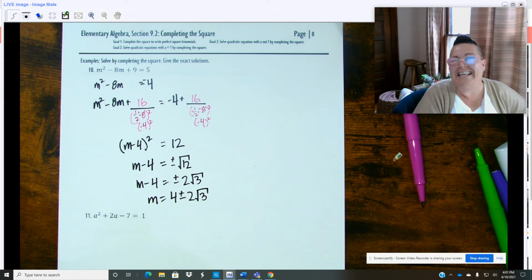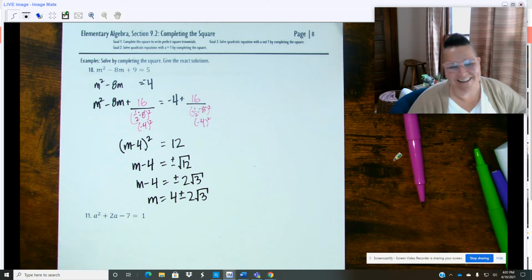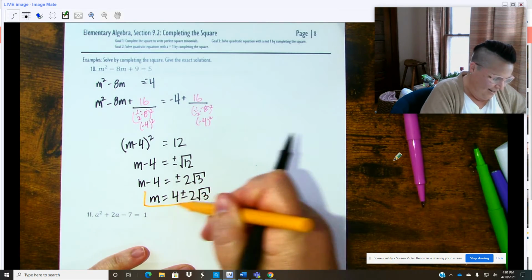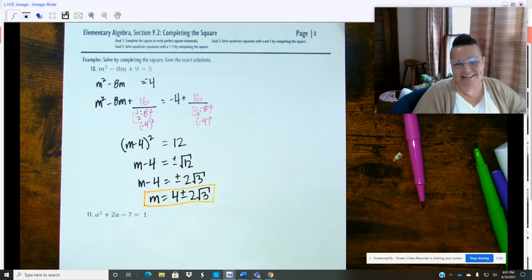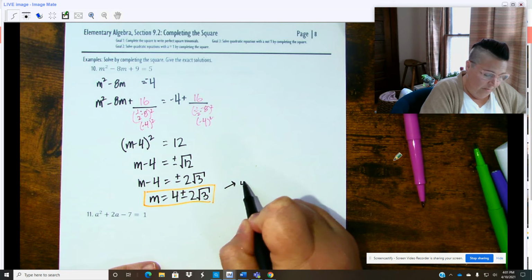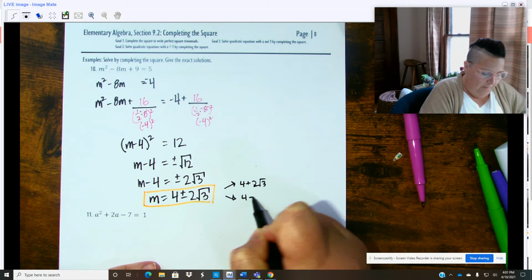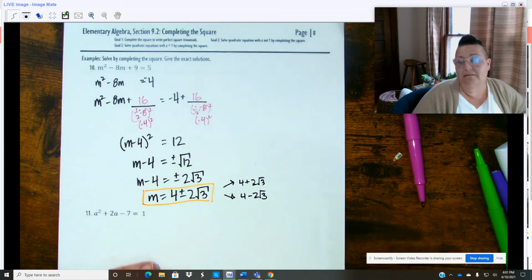This is the exact solution, and that's what we have been asked to give. M is equal to 4 plus or minus 2 square roots of 3. That is 2 answers, just FYI. This is 4 plus 2 square roots of 3 and 4 minus 2 square roots of 3.